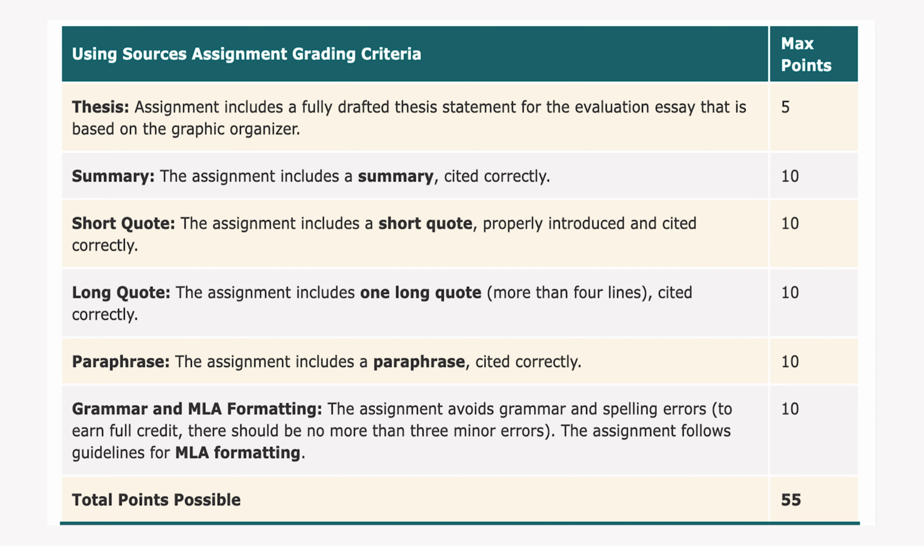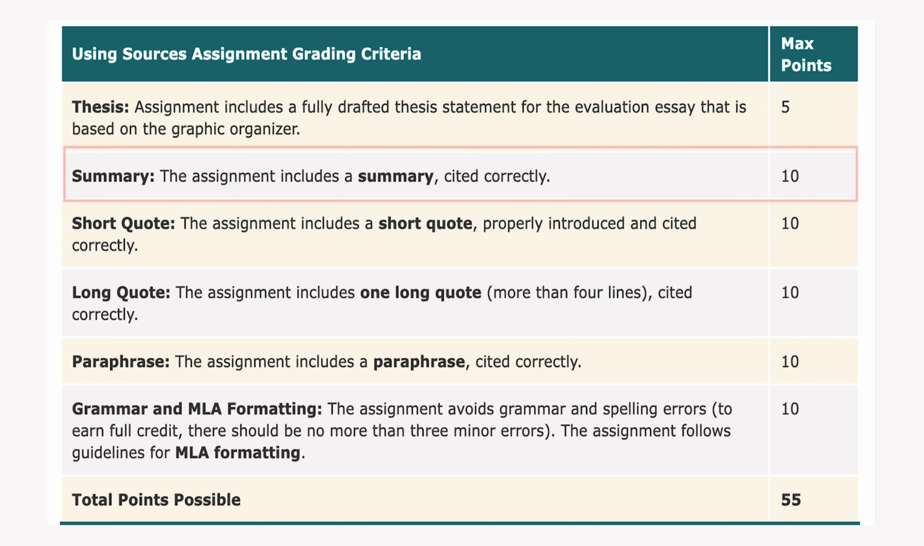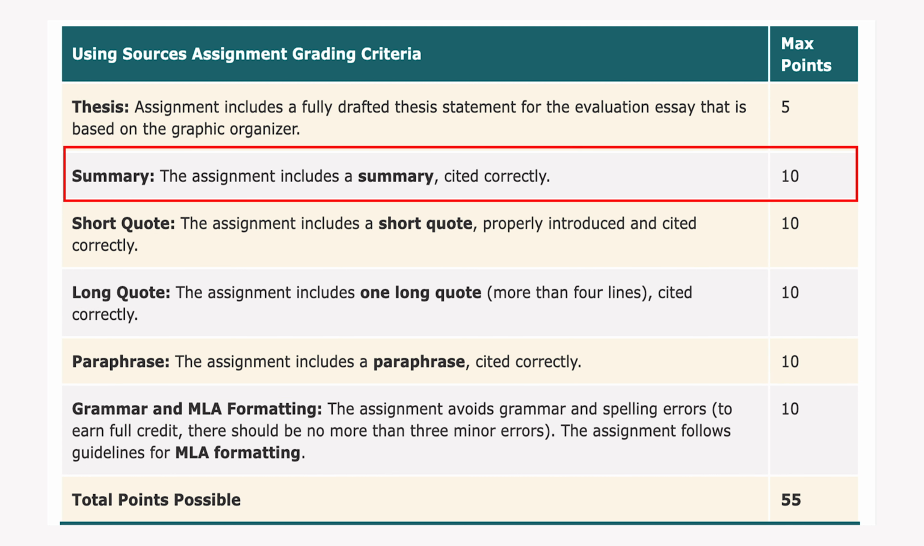Let's look at another rubric example from this English course. In this rubric, the criteria by which you'll be graded appear on the left, and the points possible for each category appear on the right. For this particular assignment, you'll earn 10 points if you include a summary and it's cited correctly. If you were to not include a summary in your assignment, you can expect that you won't earn any points in this category. If you include a summary but you do not cite it correctly, you could expect that you would not earn the maximum 10 points for your work because you didn't complete everything that you were being asked to do when it came to summarizing.